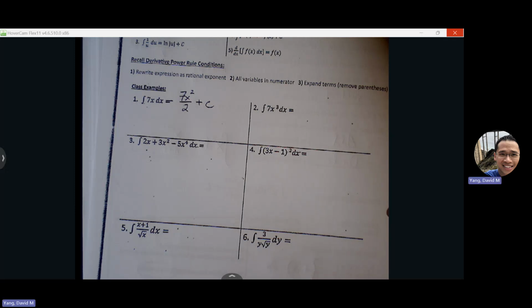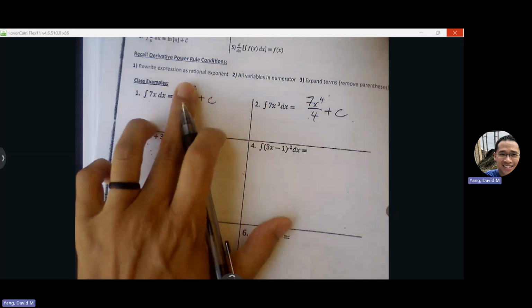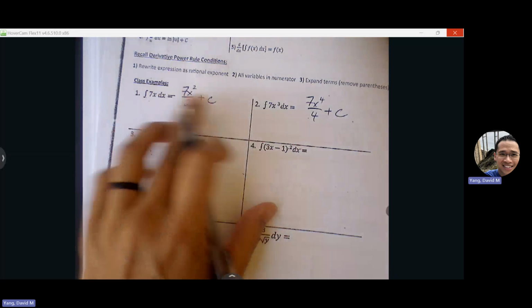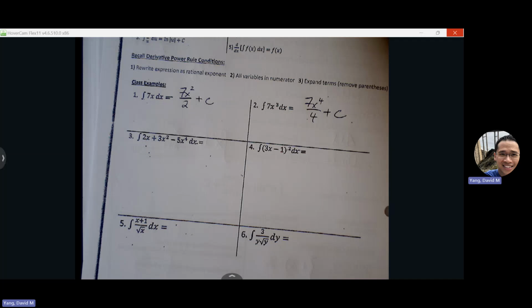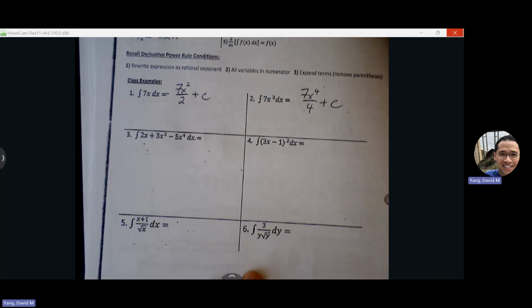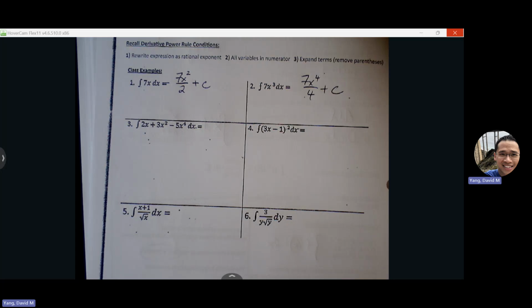Okay. Number 2, 7x cubed becomes. Now, 1, 2, and 3, we didn't do any cleanup, right? No radicals in the way. All our variables are in the numerator. No parentheses that are throwing our power rule off. So number 3, we can just apply power rule how many times? 3 times. Okay, try that.